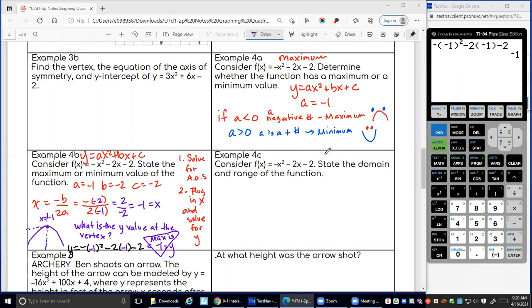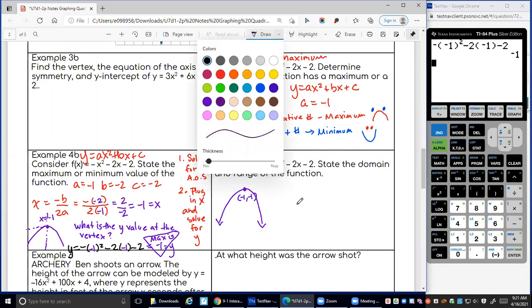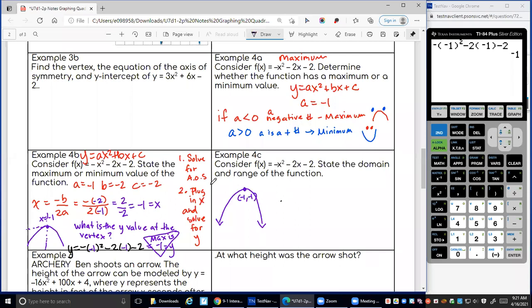We're going to consider this one now, and we want to state the domain and range of the function. So I'm doing this little sketch. I've got a parabola that is facing downward, and I have a maximum value of -1. I know that at this point my x value was -1, my y value was -1. So if I draw a coordinate grid, this would be in the third quadrant. Something like that.